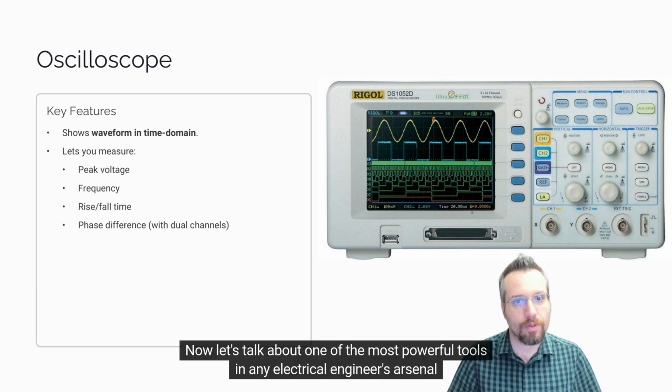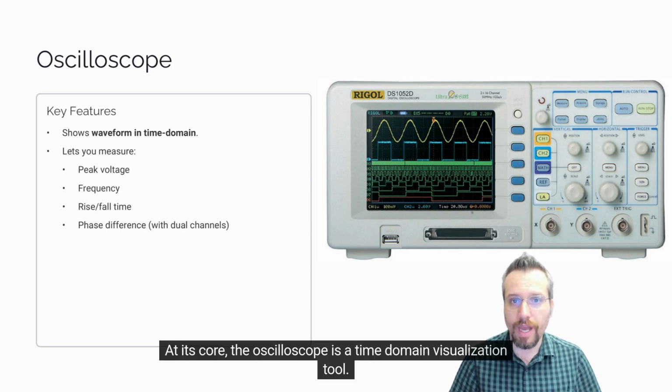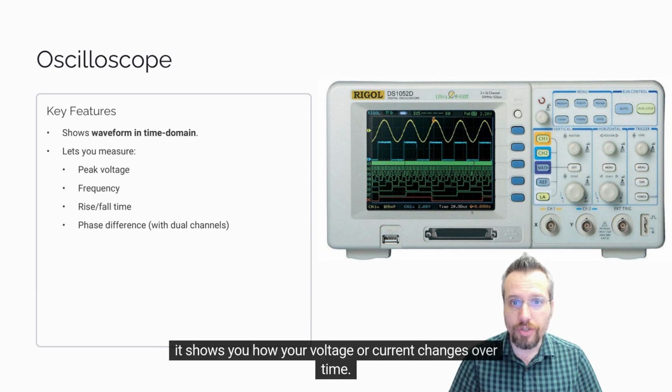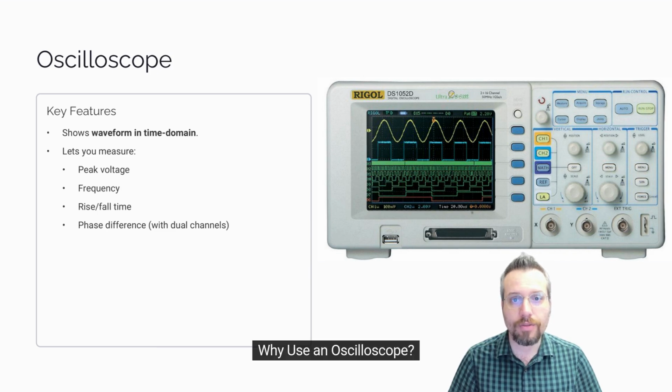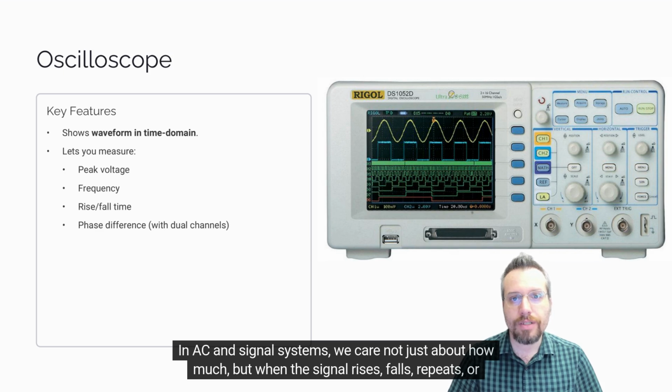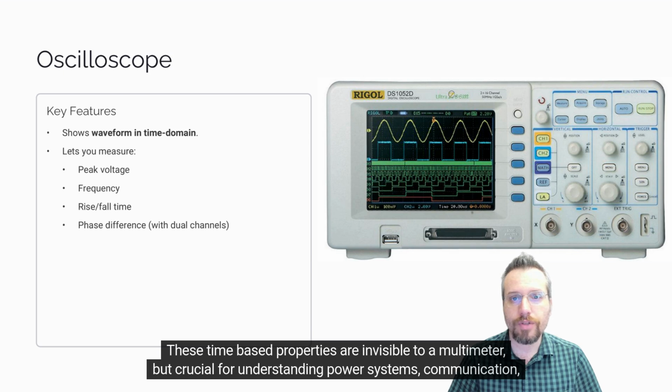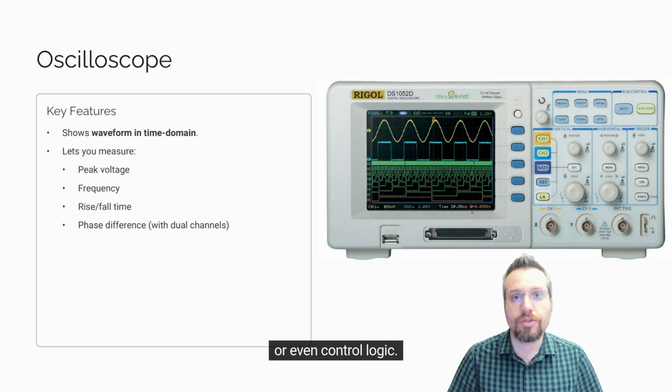Now let's talk about one of the most powerful tools in any electrical engineer's arsenal, the oscilloscope. At its core, the oscilloscope is a time domain visualization tool. That means it doesn't just give you a number like a multimeter. It shows you how your voltage or current changes over time. It opens a window into the dynamic behavior of electrical signals. Why use an oscilloscope? In AC and signal systems, we care not just about how much, but when the signal rises, falls, repeats, or shifts relative to another. These time-based properties are invisible to a multimeter, but crucial for understanding power systems, communication, or even control logic.